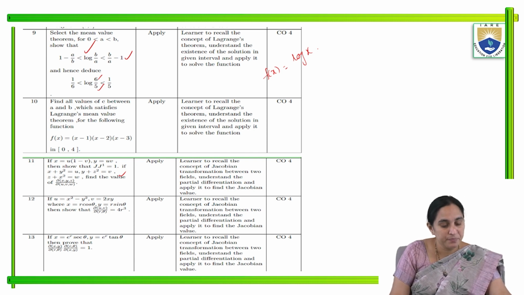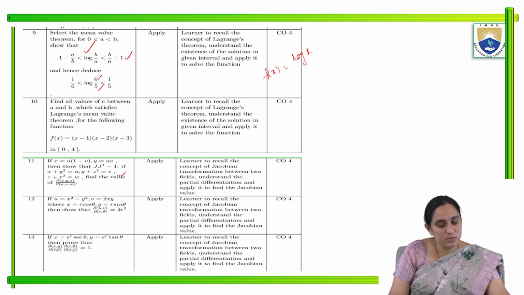That is the concept. And the 12th question: if u is equal to x square minus y square, v is equal to 2xy, where x is equal to r cos theta, y is equal to r sin theta, then show that dou of uv by dou of r, theta is equal to 4r cube. Here, observe that the functions are in terms of x and y, and x and y are given in terms of r and theta. According to that, write down the formula of the Jacobian and show the value is equal to 4r cube. This also comes under the Jacobian.